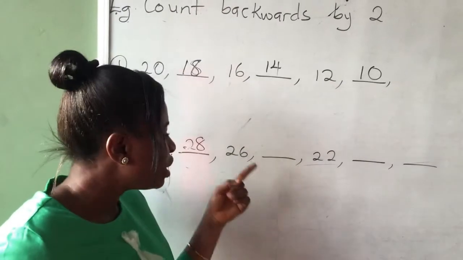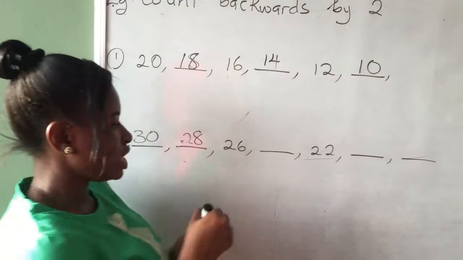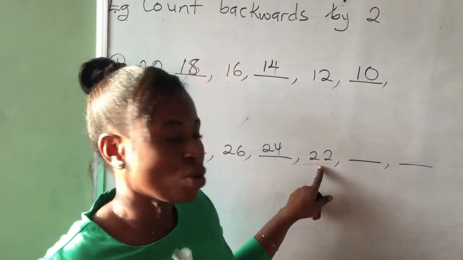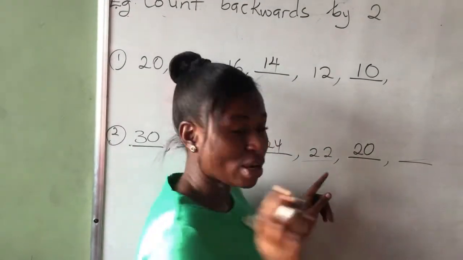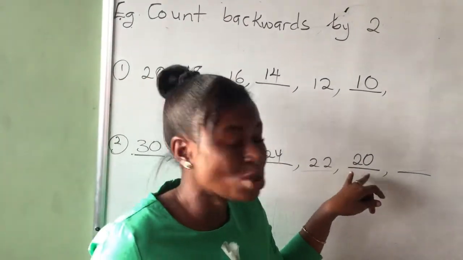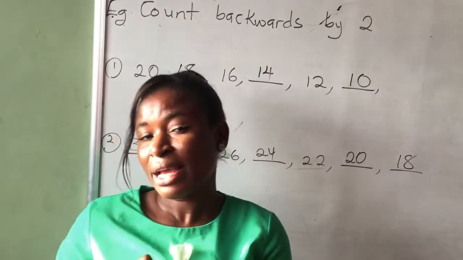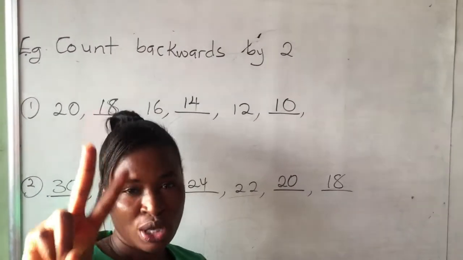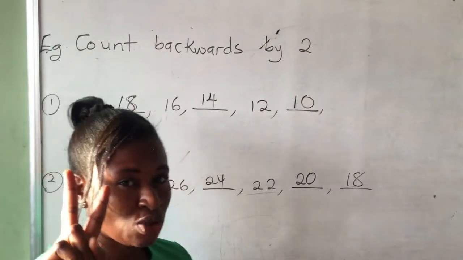Now let's move on. This 26, if I have 6 and I subtract 2, what will I get? 24. The same here, subtract 2, you get 22. Subtract 2 from 22, you get what? 20. Now if you subtract 2 from 20, you are going to get what? 18. Remember, in counting backwards, we are to subtract what? 2. Counting backwards by 2, skip counting backwards by 2, we are to subtract what?